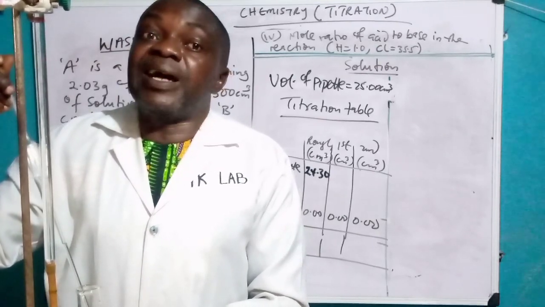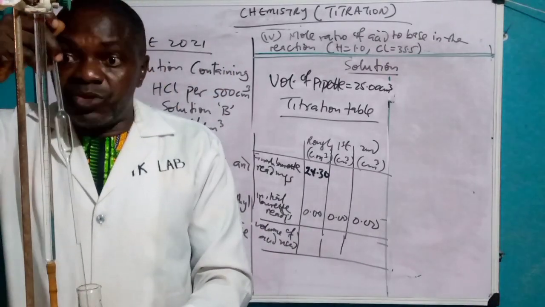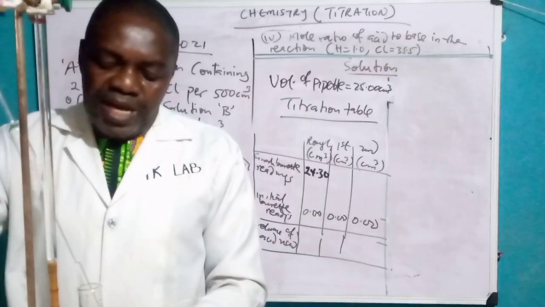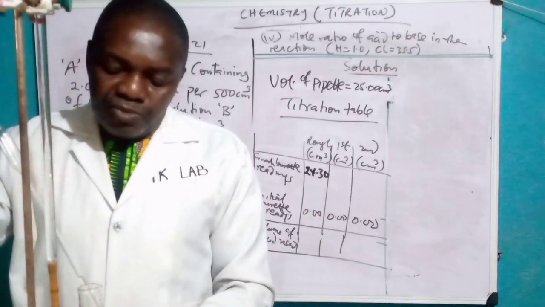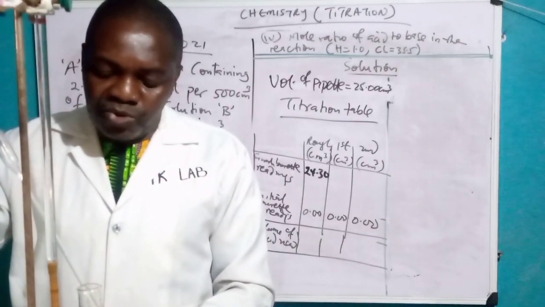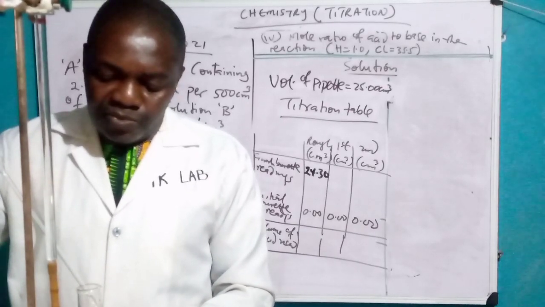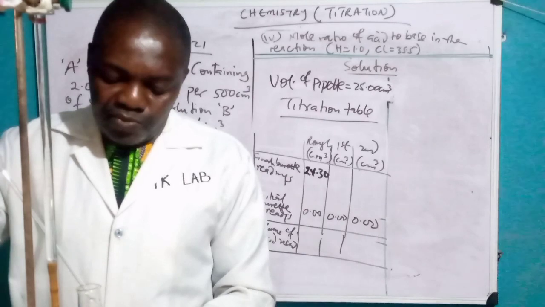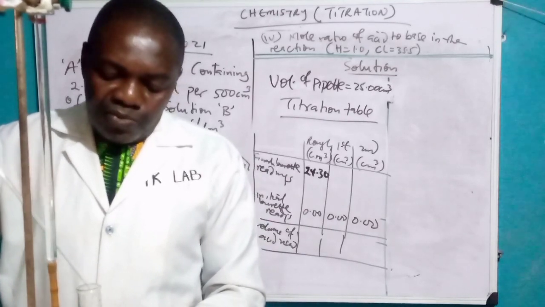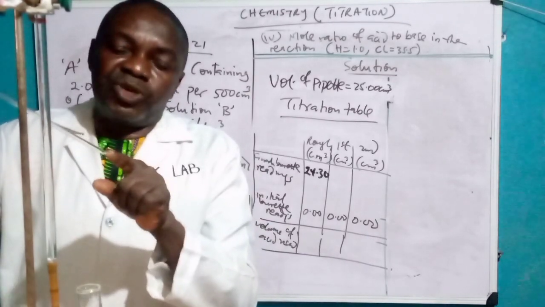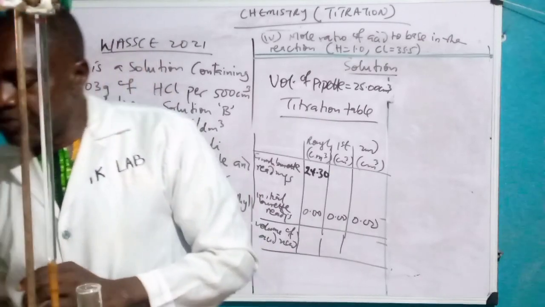Avoid error due to parallax. See the way I'm looking at it once, not your eye moving up and down. That's parallax error. Those of you that offer physics will be able to know what is parallax error easily. You can see there's still one little drop. You must not blow it. I won't give you a reason for that.